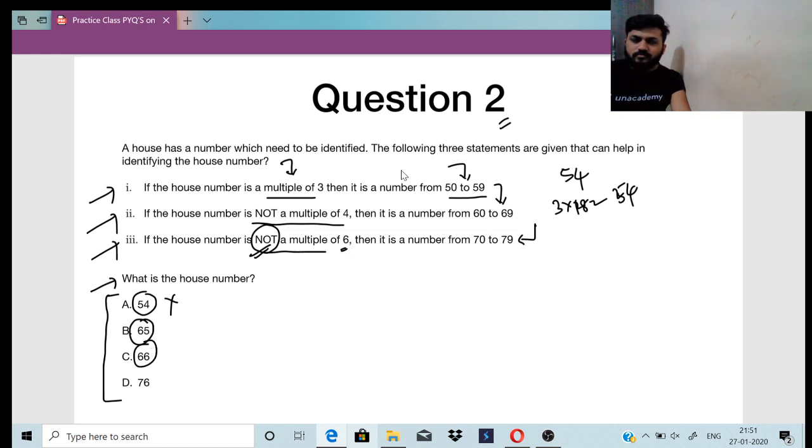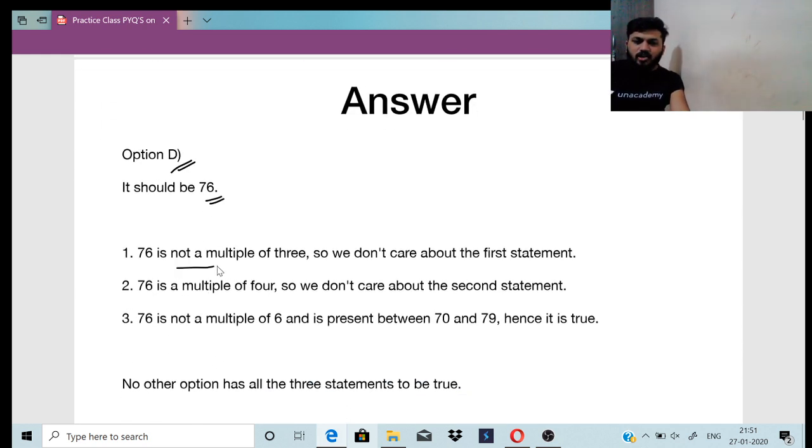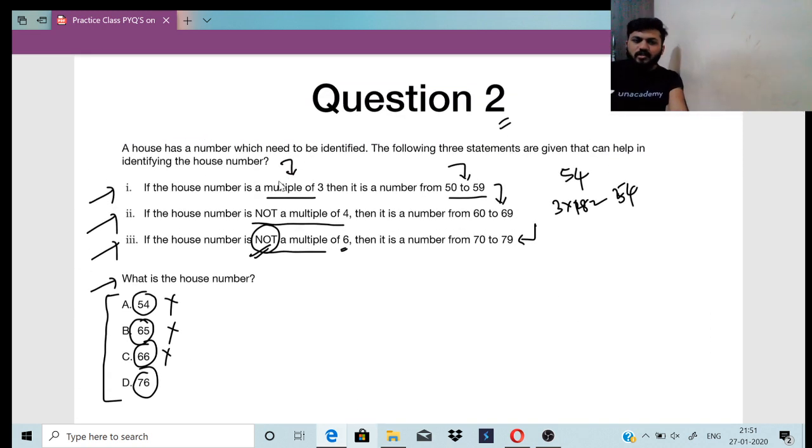66, if you go, right? 66, is it a multiple of 4? No, it is not a multiple of 4, so wrong again. 76, if you take 76, it is not a multiple of 3, so we don't care about the first statement, right? It is not a multiple of 3. It is a multiple of 4, so the second statement is also valid. It is not a multiple of 6, so the third statement is invalid. So according to the house number, only one statement should follow accordingly, right?